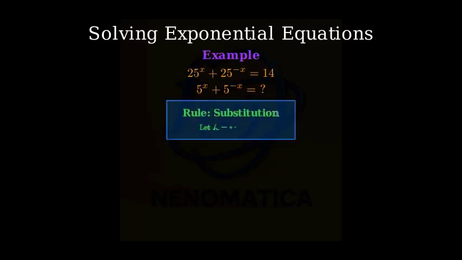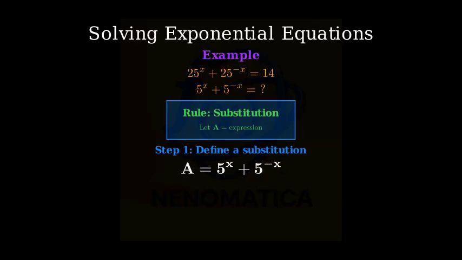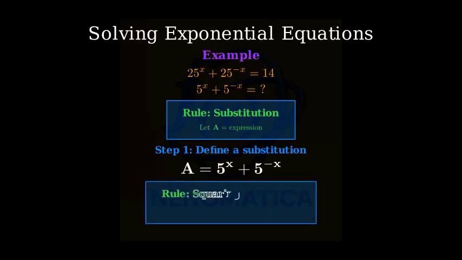Our first step is to make a substitution to simplify our work. We'll define a as 5 raised to the power of x plus 5 raised to the power of negative x. This is exactly the expression we're looking for. For our second step, we'll square both sides of our equation. This is a common technique when dealing with expressions that have a similar structure to the one we're given.